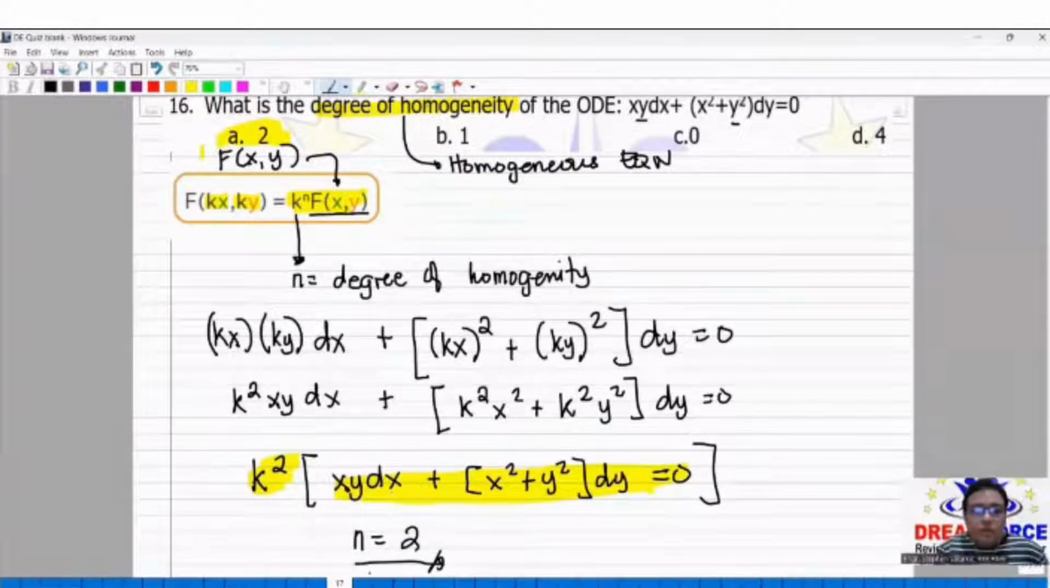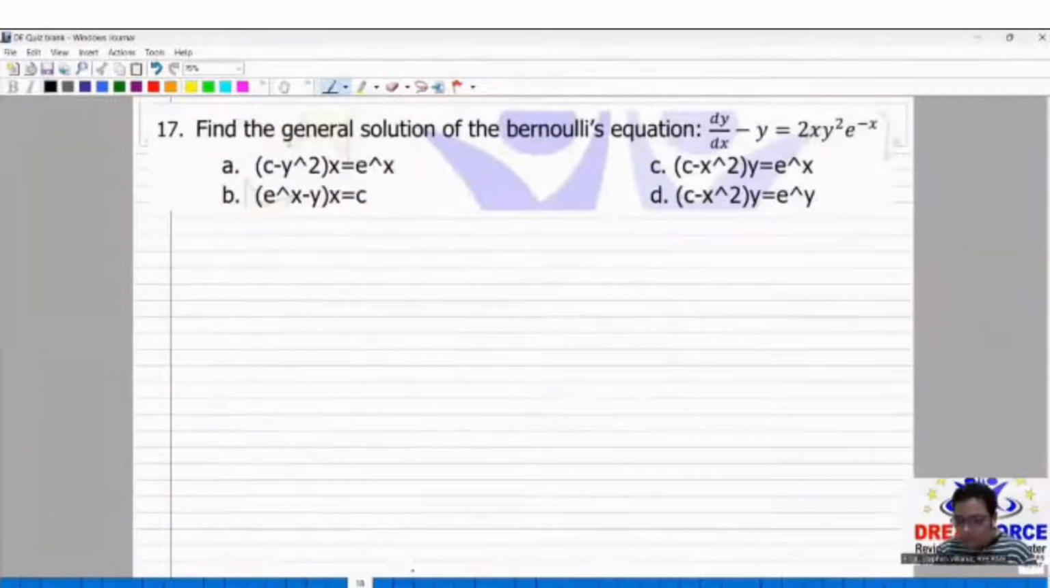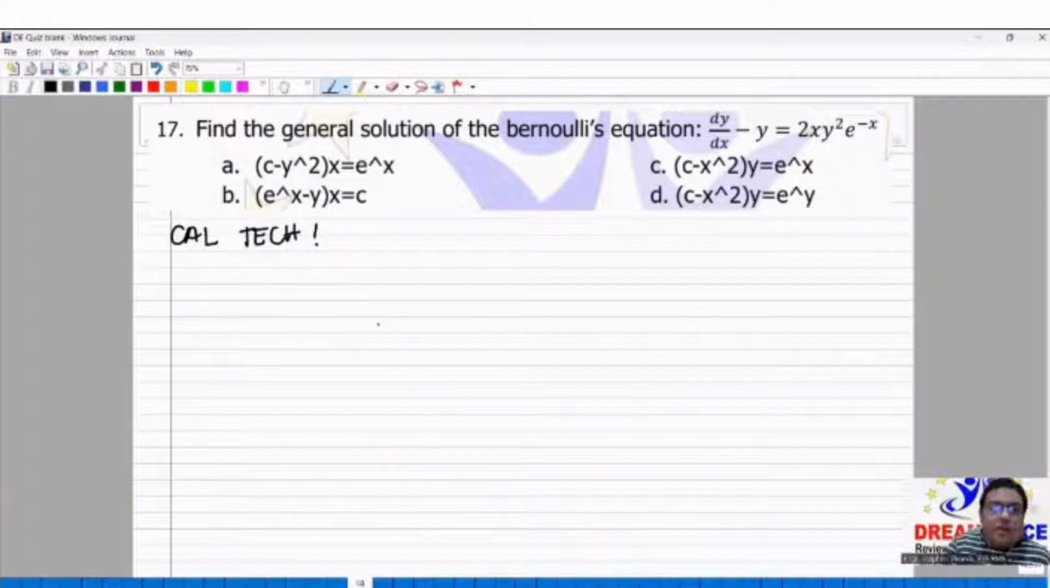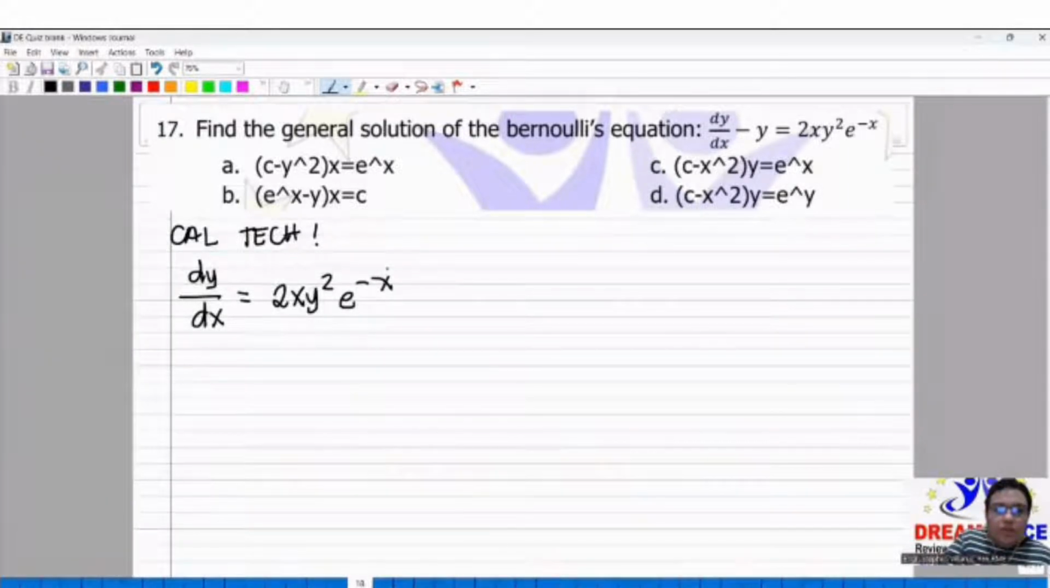Next na tayo, number 17. Find the general solution of the Bernoulli's equation. dy dx minus y is equal to 2xy squared e raised to negative x. Kung ayaw nyo mag-Bernoulli's equation, pwede naman po dyan si Caltech. So, we will use yung kanina. Mga nauna nating LTE na example kanina. So, sige. Equate lang natin si dy dx. So, dy dx now is equal to 2xy squared e to the negative x plus y.